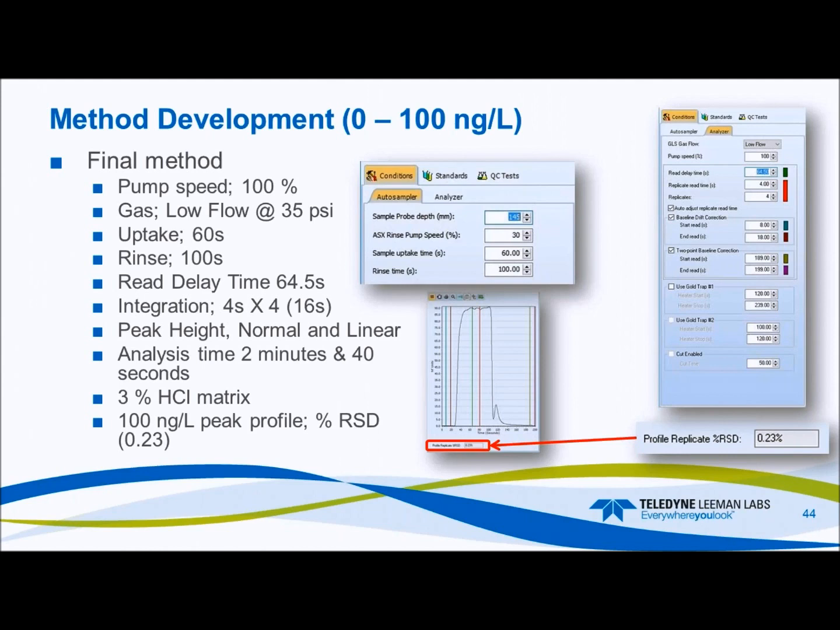So here is the final method for this one: pump speed 100%, gas flow 35, and the uptake and rinse are pretty much the same as the 0 to 1,000 calibration. The timing's a little bit different, so 64.5 seconds to read delay, and now I'm going to use 16 seconds of integration rather than the 10 because I want to have a really good clear vision of the top of the peak because we want to read extremely low. Analysis time is 2 minutes and 40 seconds, and the 100 nanogram per liter peak profile came in at 0.23%.